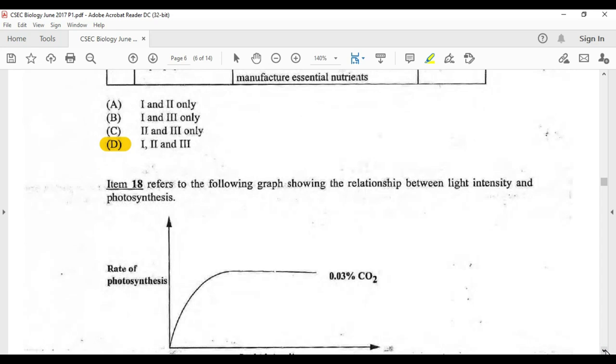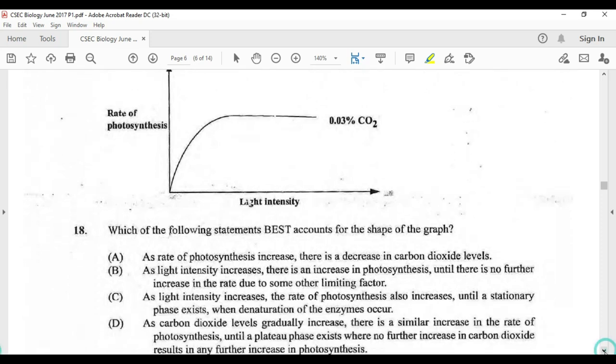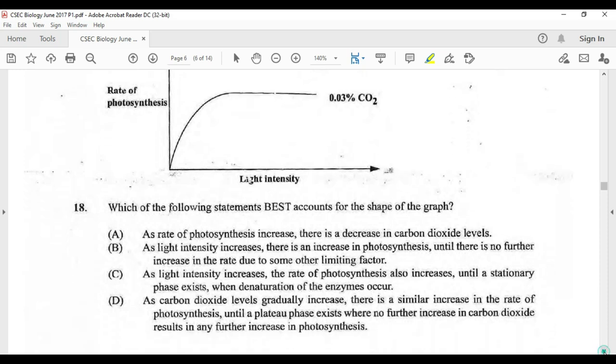If we look at item 18, it refers to the following graph showing the relationship between light intensity and photosynthesis. This is of course a repeated question, and the answer is going to be very simple for us. Let's look at it and try to figure it out. The answer here is going to be B. As light intensity increases, there is an increase in the rate of photosynthesis due to some other limiting factor. So we go with B here.